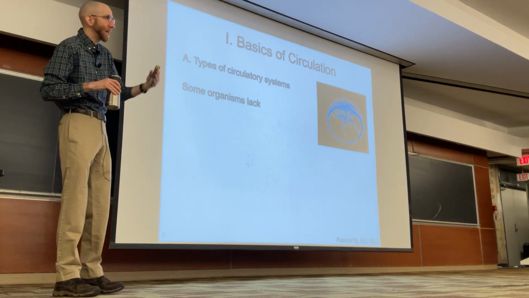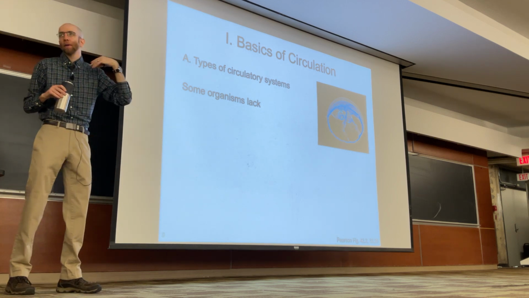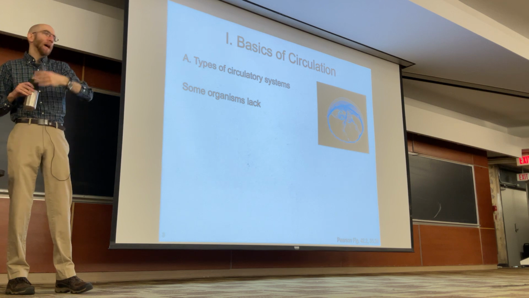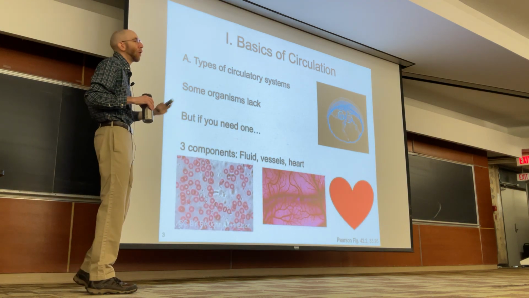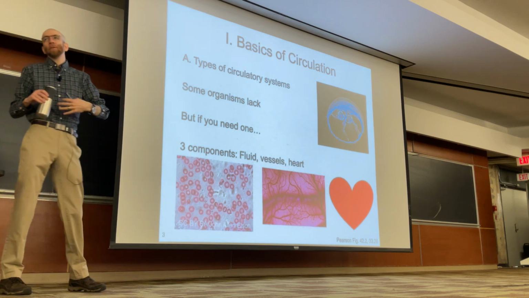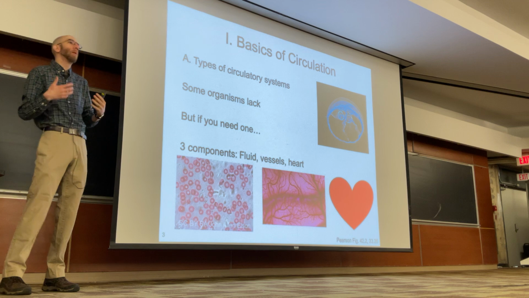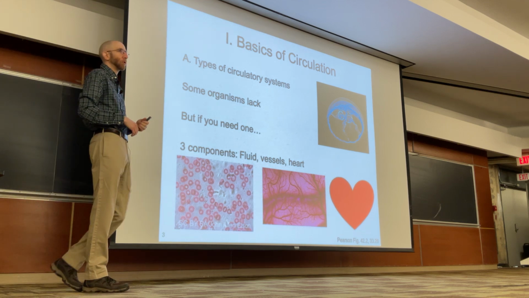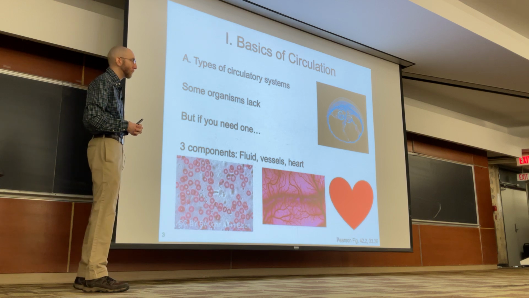You're either going to be facing the outside, or you're going to be facing the gastrovascular cavity to the inside, and that's it. You don't need any specialized structures. But as we've seen over and over again, if you are bigger, if you're more complex, if you're a triploblast with a body cavity, you're going to need some way to connect all of these different structures, and that's where a circulatory system is going to appear.